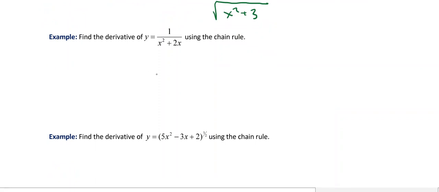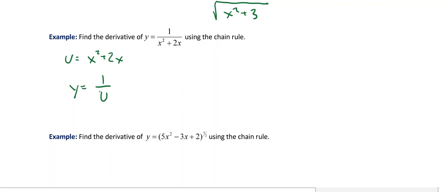In this particular problem, we have 1 over x squared plus 2. Because we have a quotient, let's let u, the inside function, be equal to x squared plus 2. All right? And what I want to do is I want to rewrite this as 1 over u. So this is a little bit different. I'm going to write this as y is equal to 1 over u.